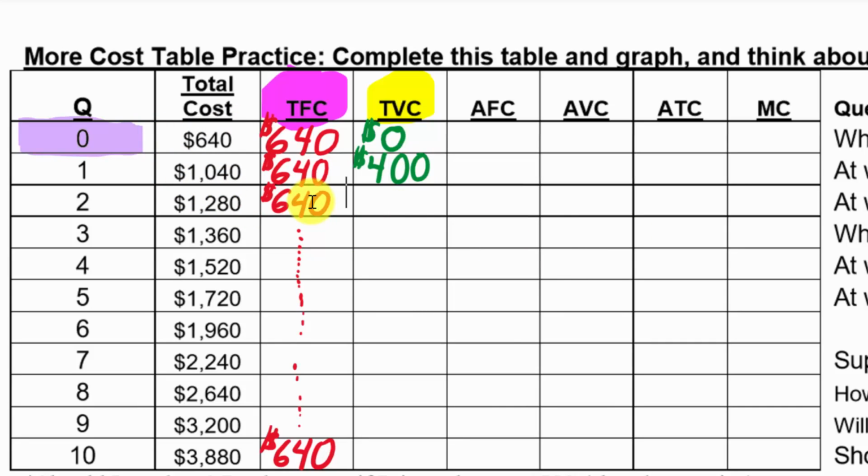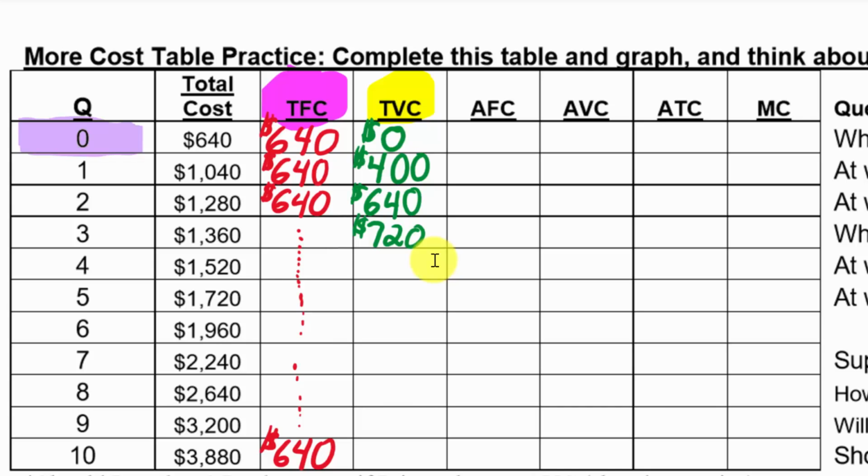$1,280 minus $640 gives us $640. $1,360 minus $640 gives us $720 that we must be spending on these labor and materials type costs. In short, a variable cost is anything that costs you more as you produce more units today. So think about in the short run, today as we're producing more units, anything that costs us more money, that's a variable cost. Anything that doesn't, that's a fixed cost.